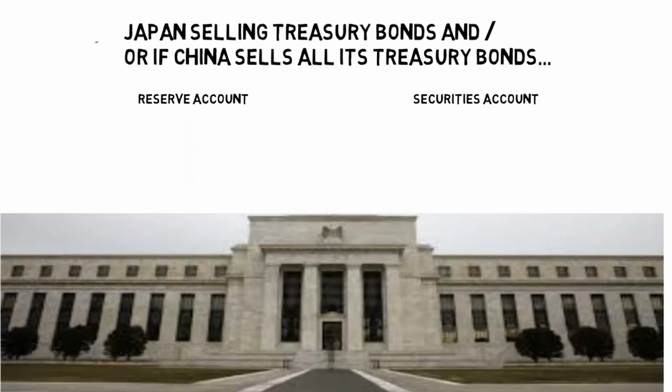And again, the same exact thing happens, and there's nothing to worry about if Japan or if China decided to sell all their Treasury bonds, dump them all at once. The Fed simply transfers those dollars from the securities account to the reserve account. Click, enter, blink. Done. No burden on our children, no unsustainable debt, no out-of-control borrowing, and no danger to the financial security of the country.